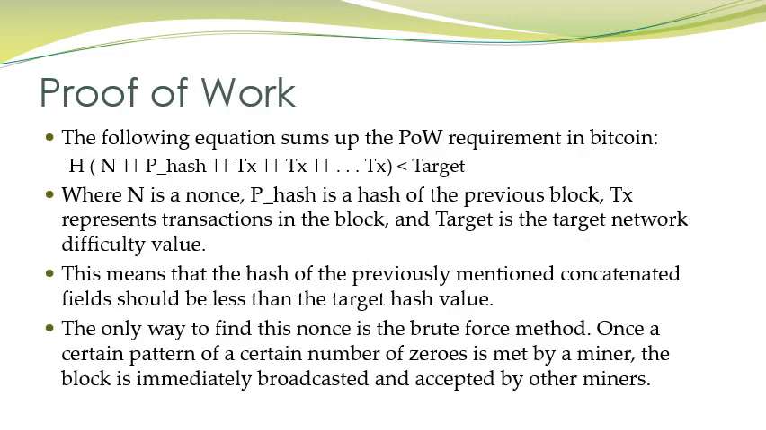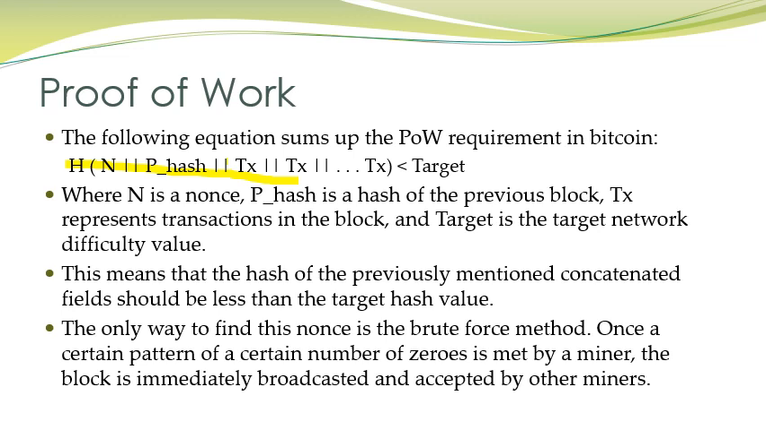You can see this proof of work formula, which the nodes have to solve. Following is the equation that sums up the proof of work requirement in the Bitcoin network. In this equation, it will calculate the hash value, and for calculating the hash value it will use the nonce.